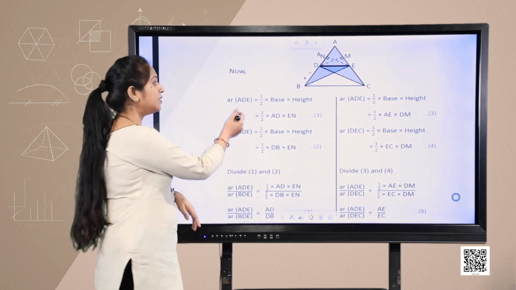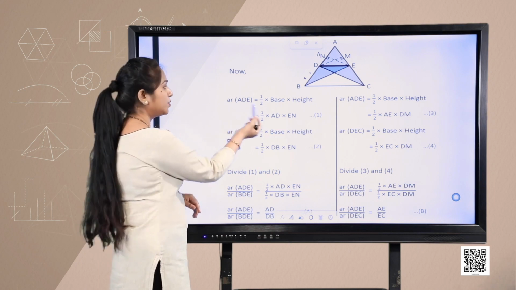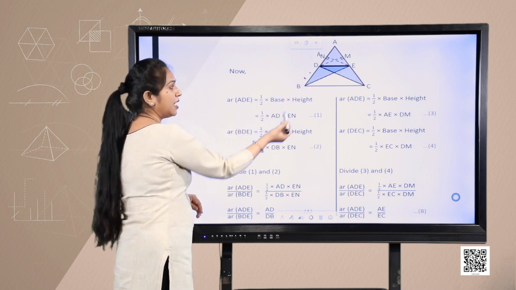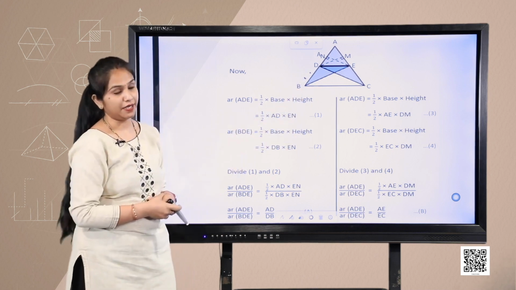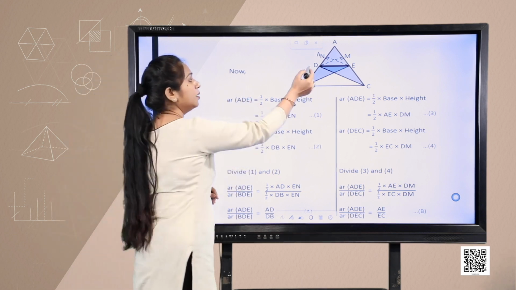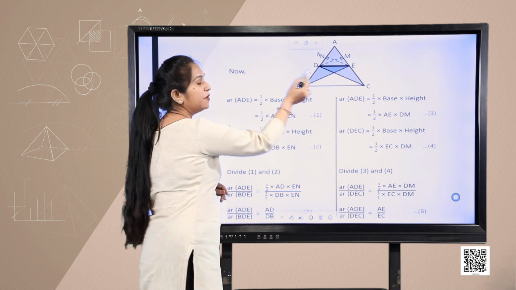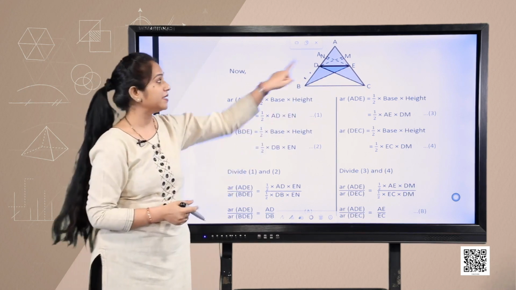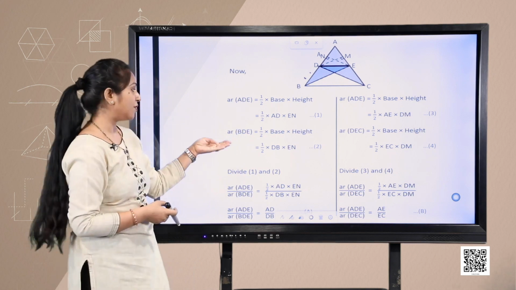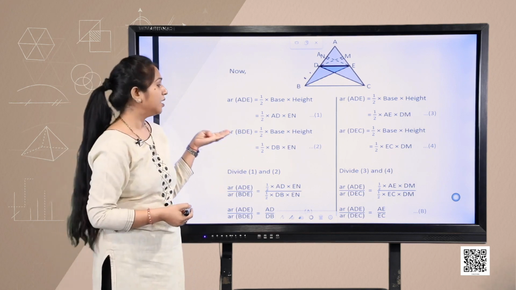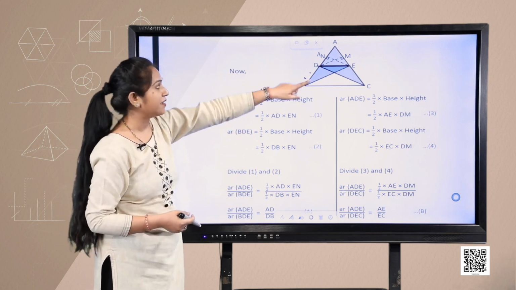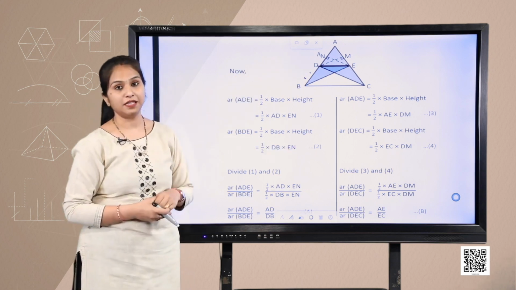So put the things in the formula. Area is equal to half into base into height. Half, base is AD and height is EN. Similarly, also find out the area of triangle BDE. Remember, for this triangle also the height is EN only. So write down the things in the formula again, and we will find the area of triangle BDE is equal to half, base is BD and height for the triangle is again EN.